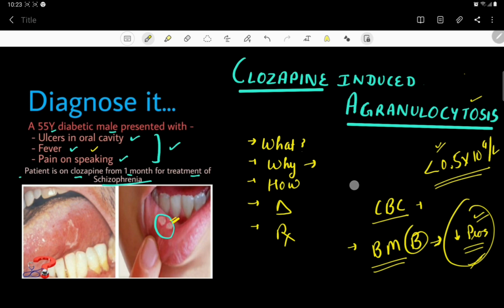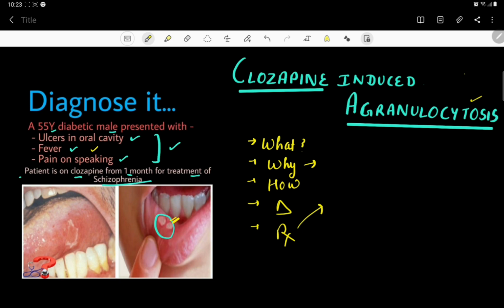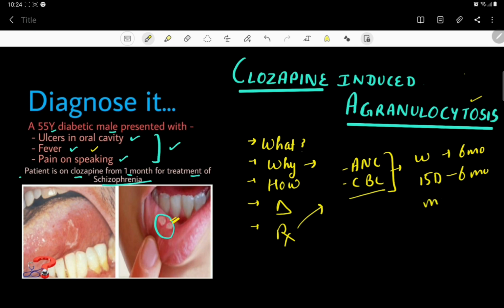Now let's come to the management part. This disease should be prevented, and for prevention there should be monitoring of the absolute neutrophil count and complete blood count of the patient. The monitoring should be weekly for around 6 months, then fortnightly for the next 6 months, and after that monthly till the treatment lasts. Because in most cases agranulocytosis is seen even within the first month, at the start of the treatment the monitoring should be more frequent, and after that the interval can be increased.